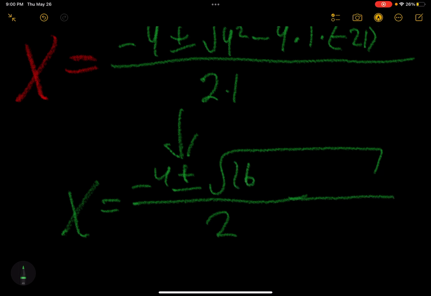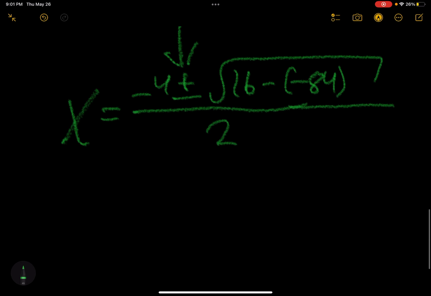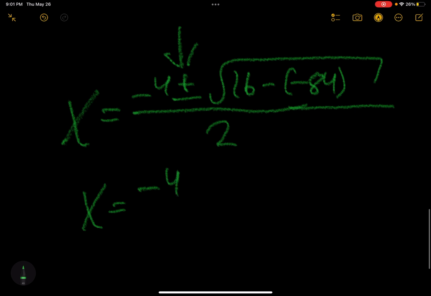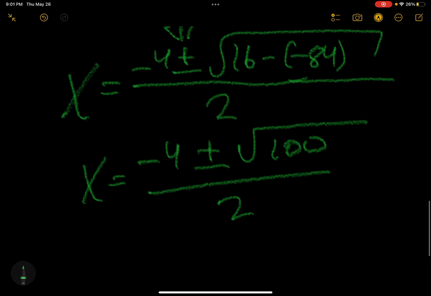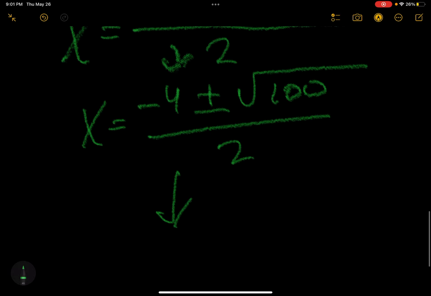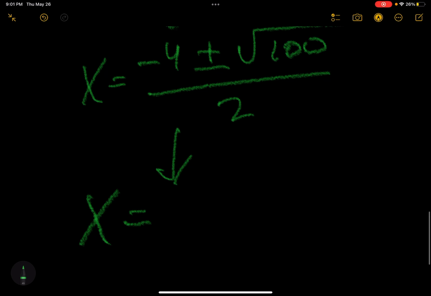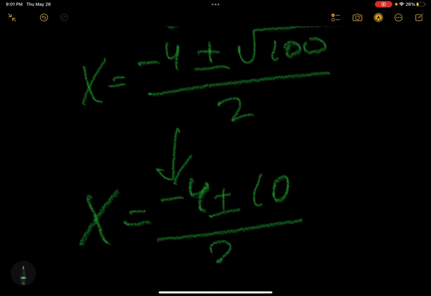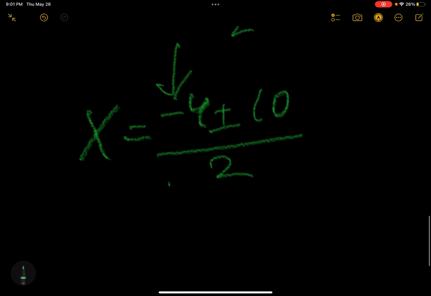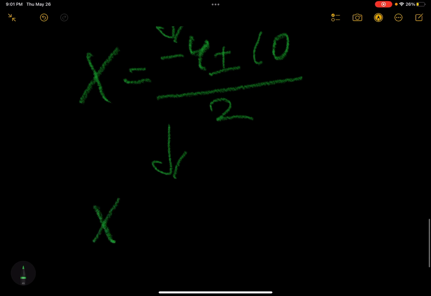So let's take a look here. 4 squared equals 16 minus 4 times 1 is 4. 4 times negative 21 is negative 84. Simplify this even more. Let's return it to x equals negative 4 plus or minus the square root of 100 over 2. You can simplify this even more. Let's keep going. This does take a little while, so you know. Negative 4 plus or minus 10 over 2. Correct? Then after that, we can simplify this even more. X equals negative 2 plus or minus 5.